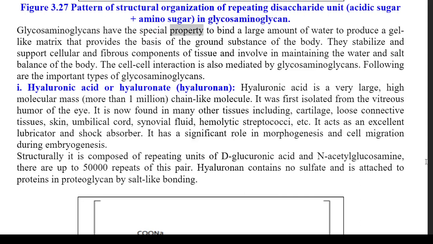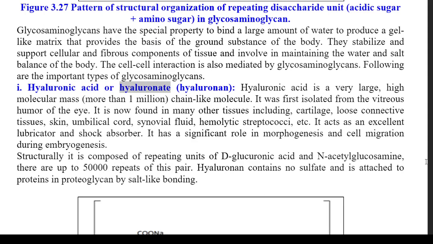Glycosaminoglycans have the special property to bind a large amount of water to produce a gel-like matrix that provides the basis of the ground substance of the body. They stabilize and support cellular and fibrous components of tissue and are involved in maintaining the water and salt balance of the body. The cell-cell interaction is also mediated by glycosaminoglycans. Following are the important types of glycosaminoglycans.